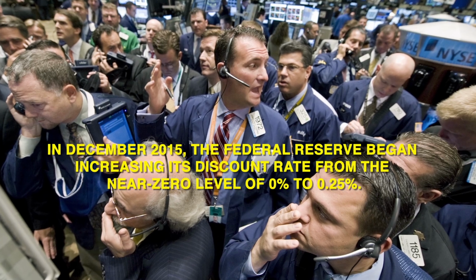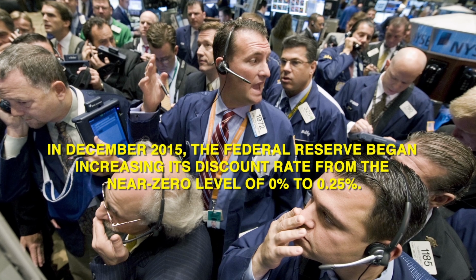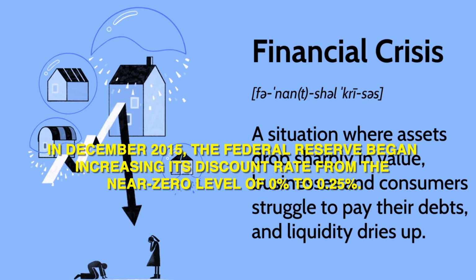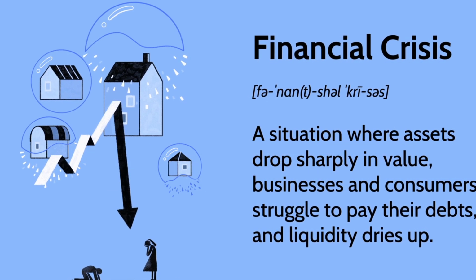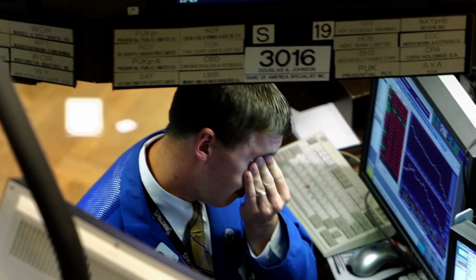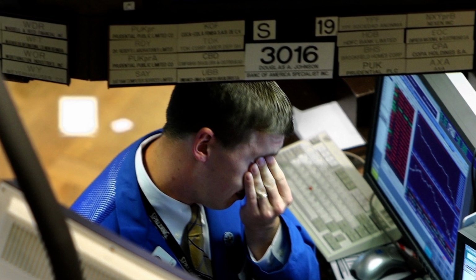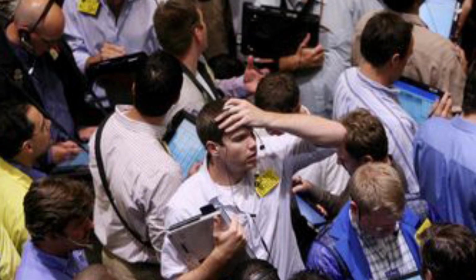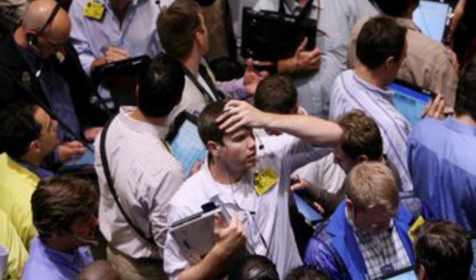In December 2015, the Federal Reserve began increasing its discount rate from the near-zero level of 0% to 0.25%. As the economy gradually recovered from the depths of the Great Recession, the Federal Reserve embarked on a strategic path towards normalizing interest rates. This cautious approach was essential to prevent the economy from overheating and to manage potential inflationary pressures that could arise as growth regained momentum.